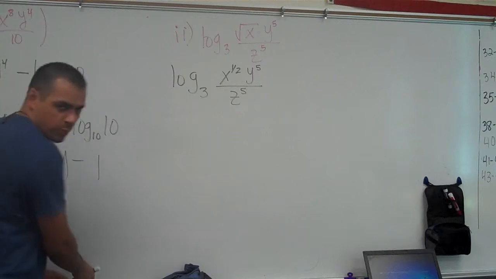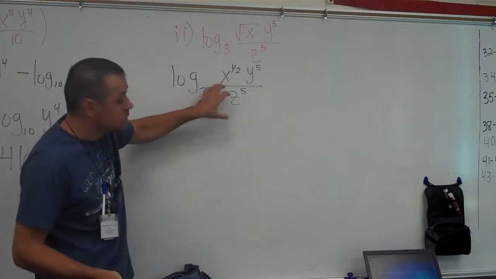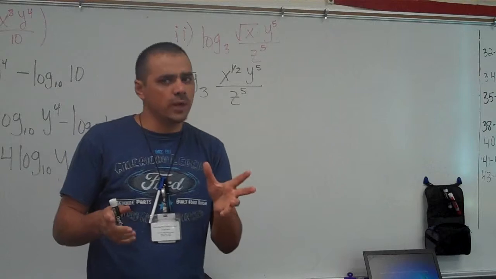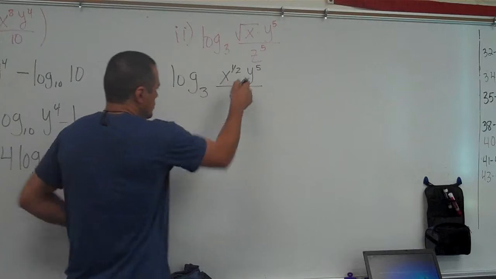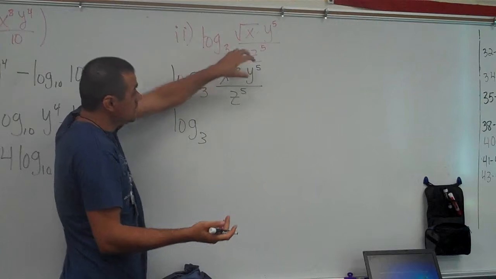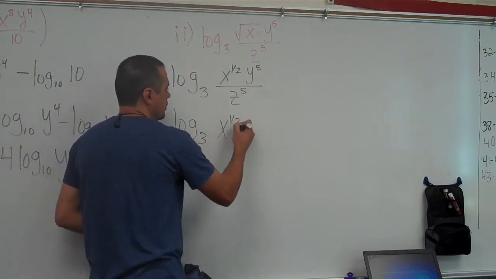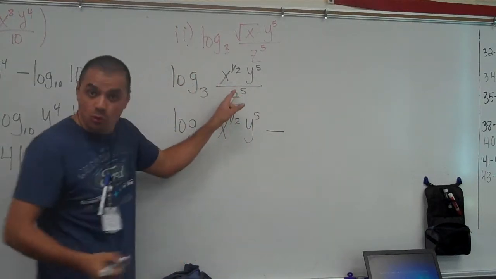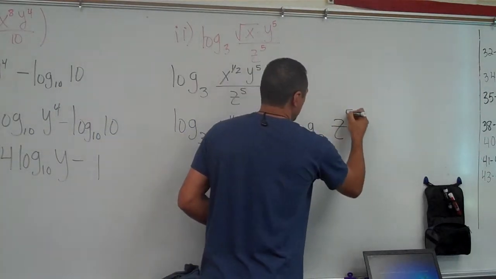So now we're going to take the same approach that we took on the previous problem, which is, notice that all of this on top is being divided by all of this on the bottom. So we're going to use the same property that we used here to split that one up. And you guys remember what that one was called, right? It was the fancy name for division. That's right, the quotient property. So let's go ahead and do this. So we get log base 3, because you keep the same base, of the top minus the bottom, right? Log base 3 of the top, which is x to the 1/2 times y to the 5th, minus, because it's the quotient property, right? The log base 3 of z to the 5th.